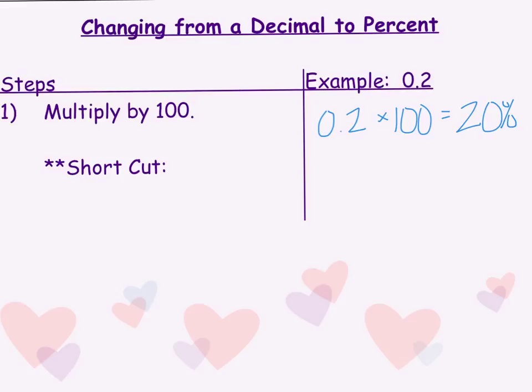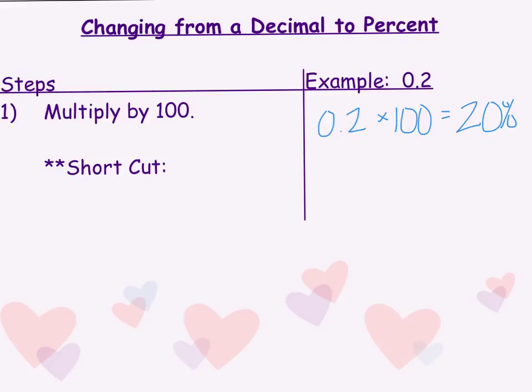Now this is going to sound really nitpicky, and normally I'm not a nitpicky teacher, but this one I have to be. When you're asked to change from a decimal to a percent, your answer must have a percent sign on it. If it doesn't, I am going to mark it wrong on your homework, because the number 20 and 20% are two very different numbers. So anytime you're changing to a percent, your answer has to have a percent sign on it.